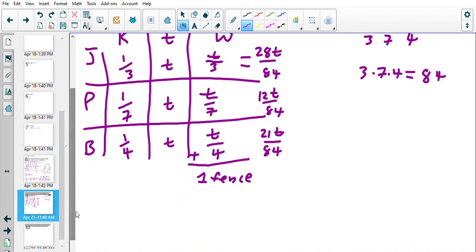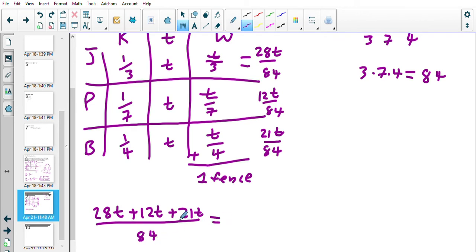Okay, so we've got everybody's work represented with a common denominator, so let's just add them up. We've got Joey plus Phyllis plus Beatrice over their common denominator of 84. 28 plus 12 is 40, plus 21 is 61 T over 84, and that equals 1 fence painted.